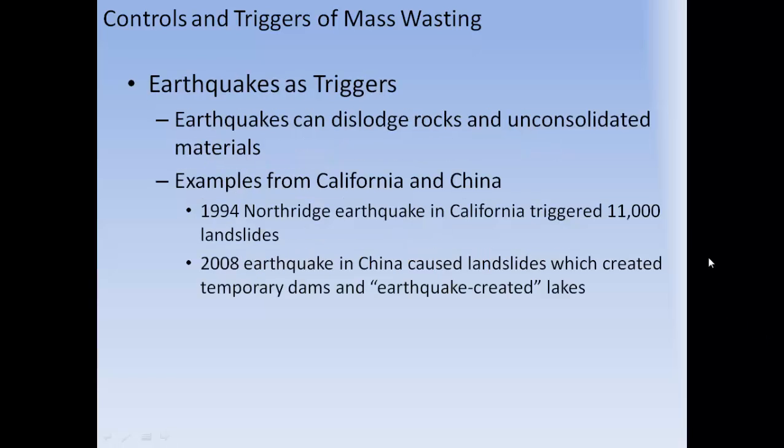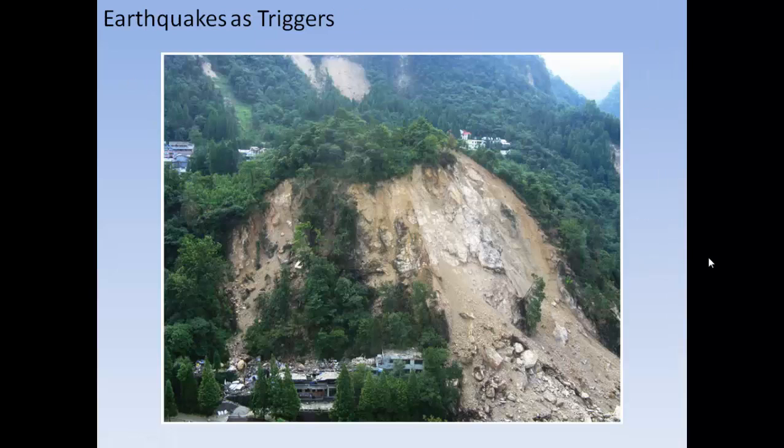Earthquakes dislodge rocks and unconsolidated materials. Examples from California and China. The 1994 Northridge earthquake in California triggered 11,000 landslides. The 2008 earthquake in China caused landslides that created temporary dams and earthquake-created lakes. So here is earthquakes as triggers. Here is an example of a landslide caused by an earthquake.